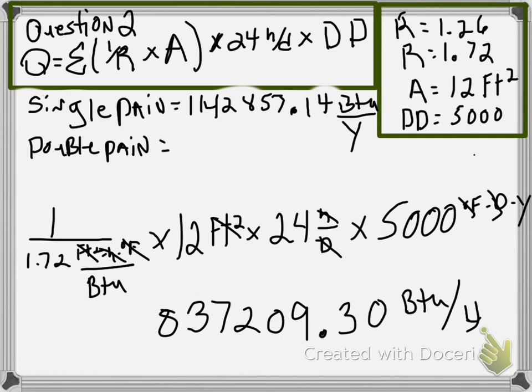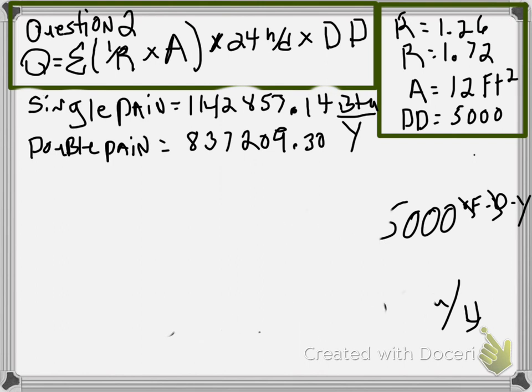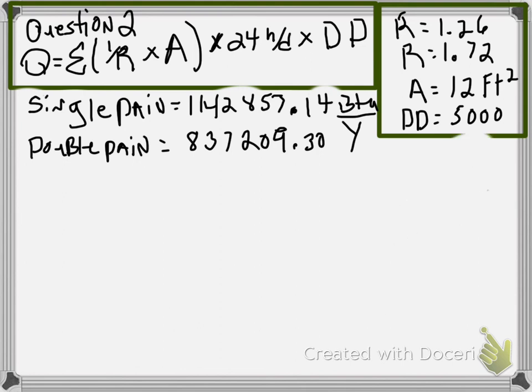And so I'm going to write that up here. 209.3, and that's BTUs a year. Now the next step is to subtract these two numbers from one another to get the difference. And then when I get the difference, I can then work with the kilowatt hours. So I'm going to find the difference, and then I'm going to change it to a kilowatt hour.